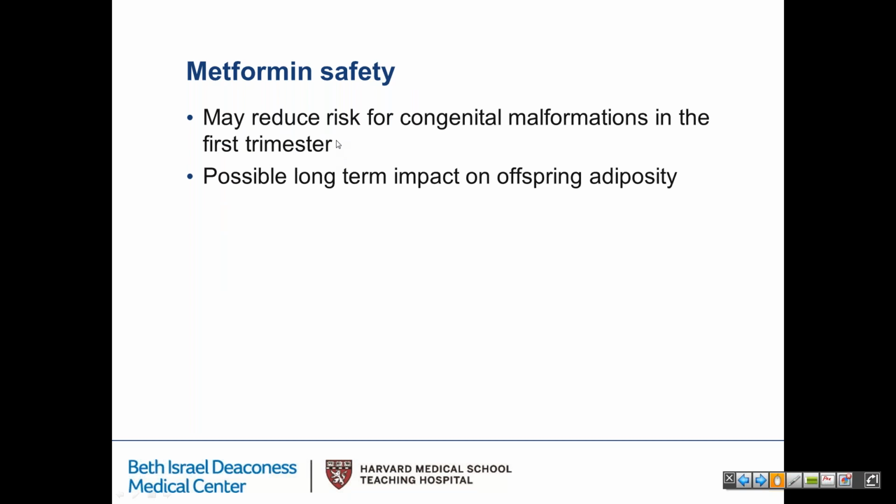Metformin is pretty conclusively, there are several meta-analyses out there and several good case control studies looking at the risk for congenital malformations. And metformin, if anything, may reduce the risk for congenital malformations in the first trimester, almost certainly because of improved insulin resistance and reduced hyperglycemia. As we know, high glucose is a known teratogen.